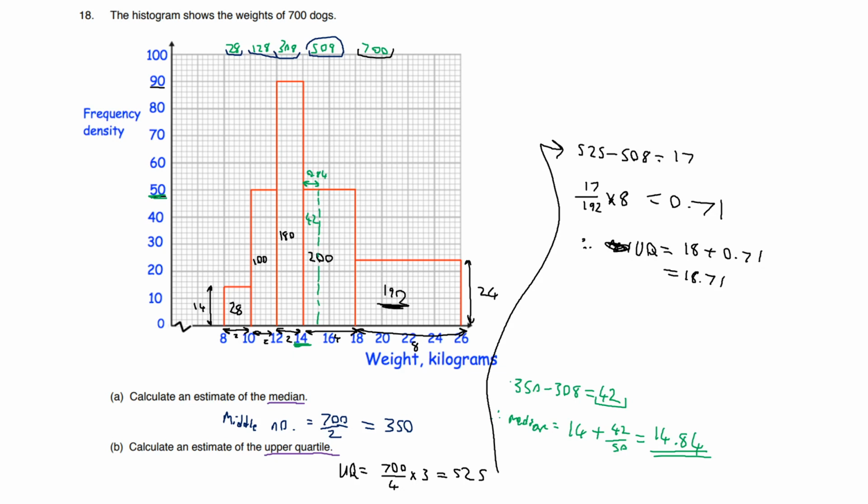Just to prove that it works, let's do it my way. What we can do is we do UQ is equal to 18 plus, we know it has to be 24, 17 divided by 24, which is equal to 18.71. So either way, you can do it.